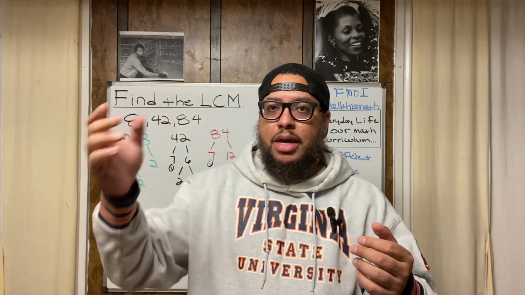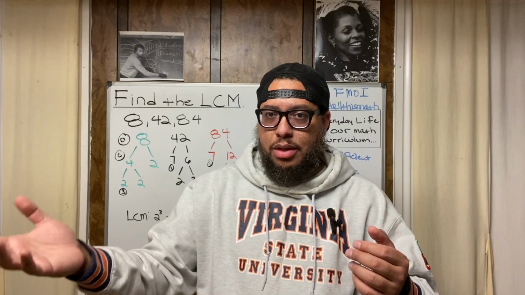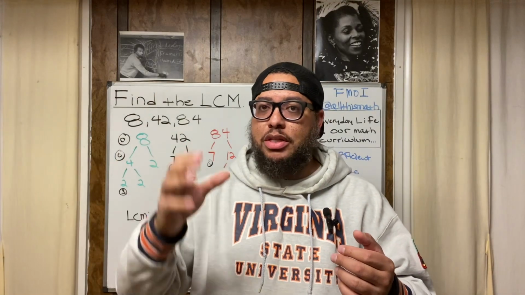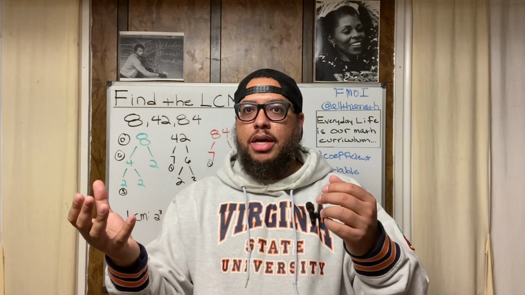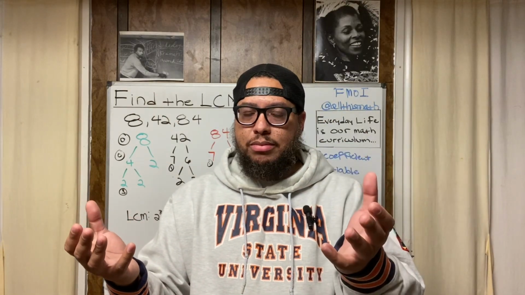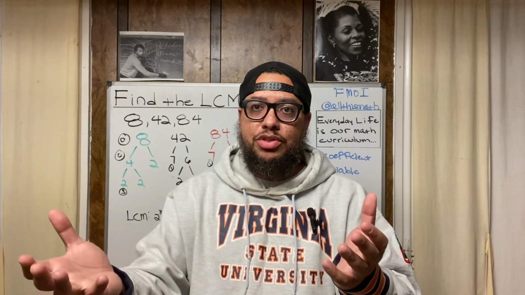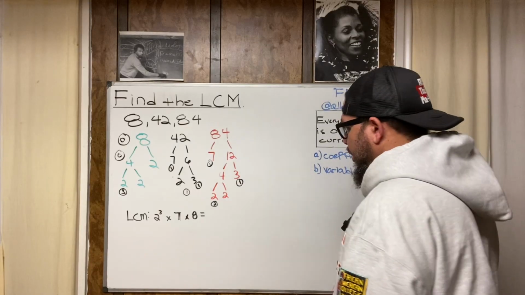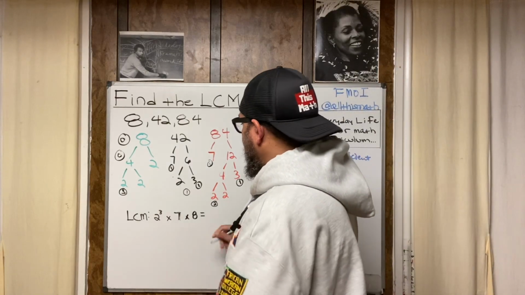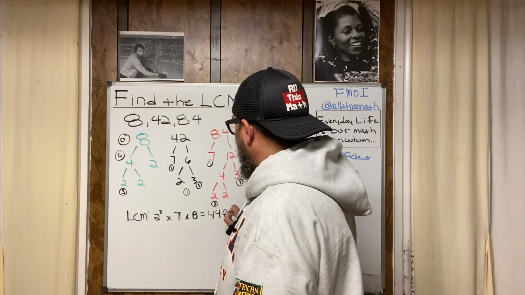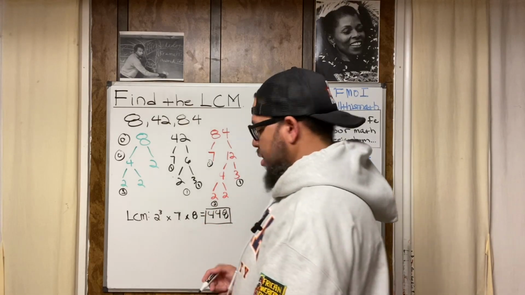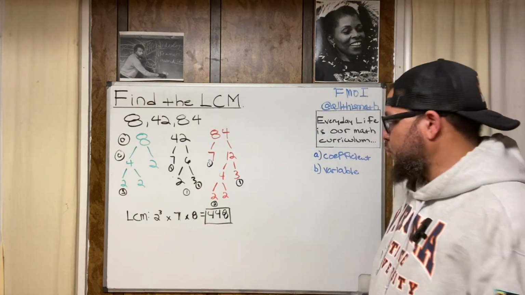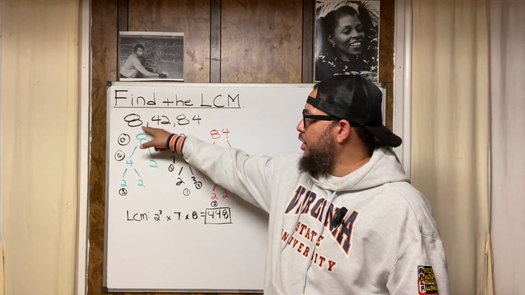50 times 8 is 400. 8 $50 bills is $400. And then 6 times 8 is 48. So you do 400 plus 48, put them together, 448. That's your LCM. Game over. All right. So 448. That's what we got. That's the LCM of 8, 42, and 84.